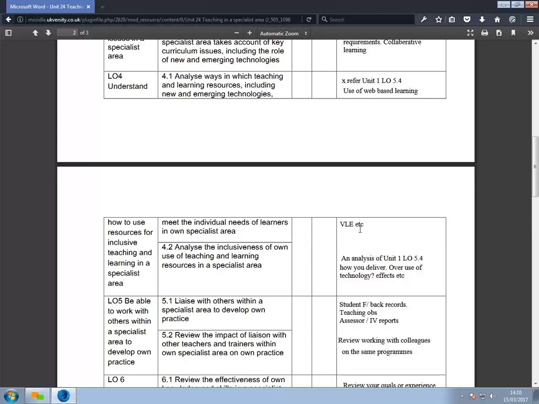An analysis of your own use of teaching and learning resources in the specialist area. An analysis of Unit 5 again, how you deliver. All challenges affect it, so loads of things to do.